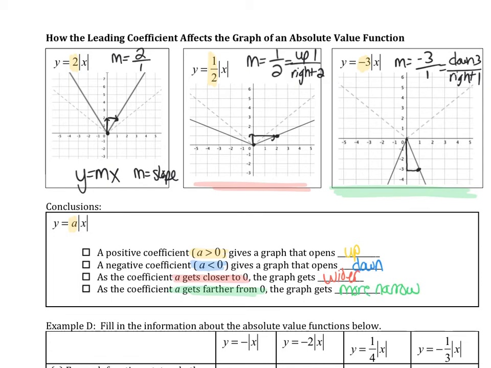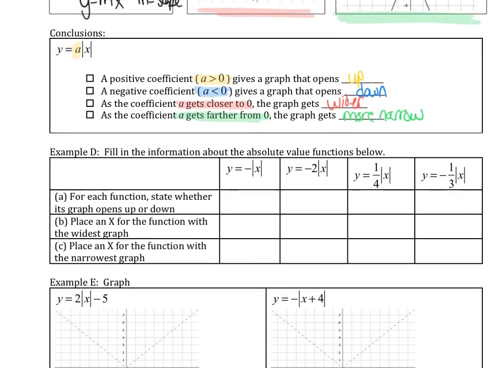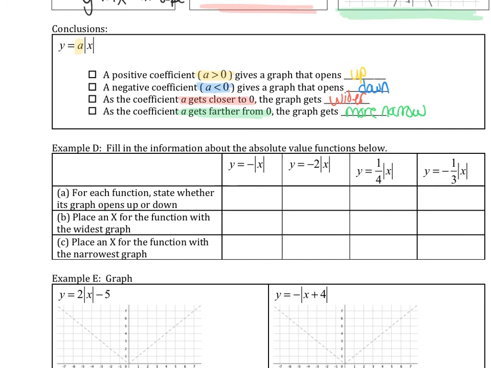You're going to use these conclusions to determine the answers to an example like this that you're going to see in ALEKS. They're going to give you absolute value functions and the written equations for them, and they're going to ask you which ones open up or down, which one's the widest, and which one's the narrowest. So in the first one, it says for each function, state whether the graph opens up or down.